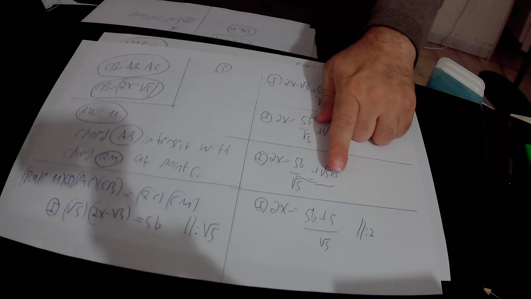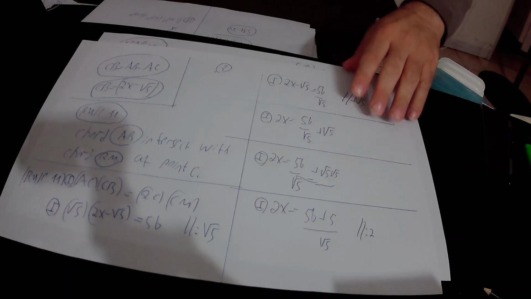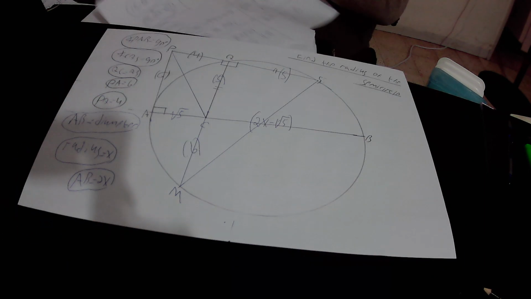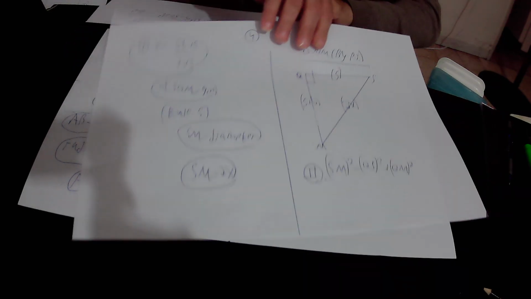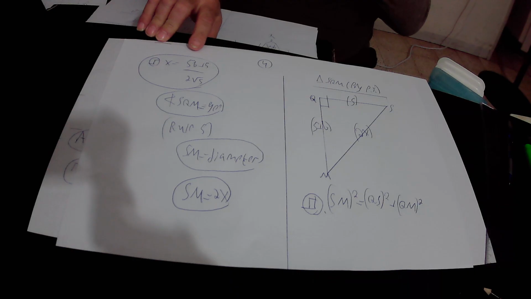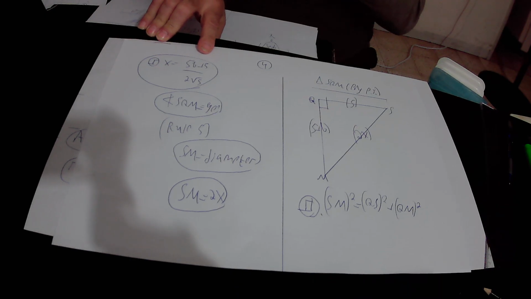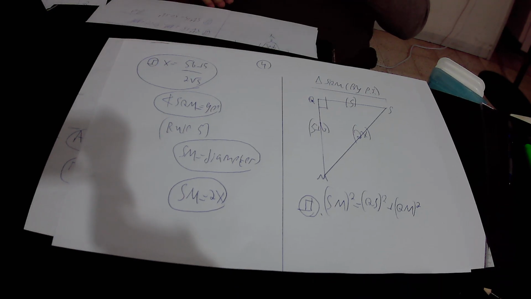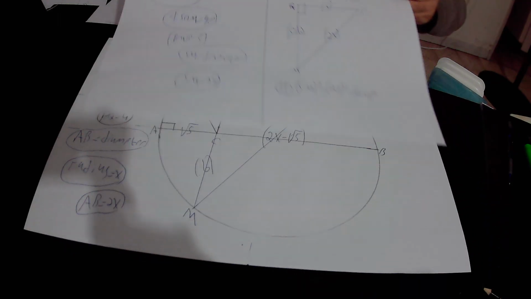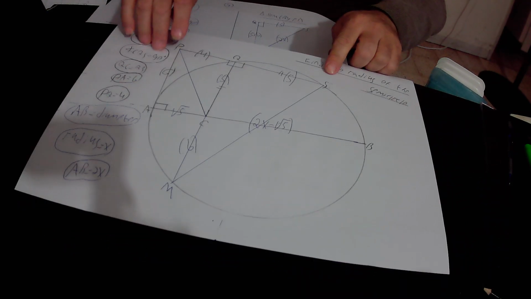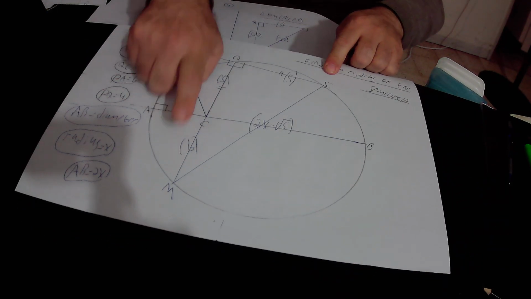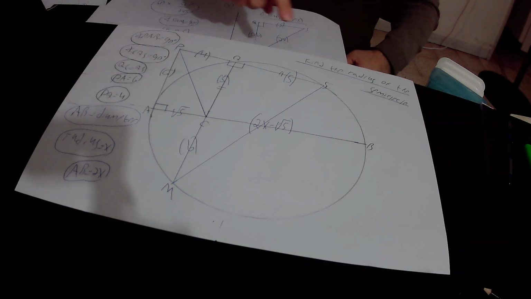Here we divided equation number 1 by 2, and finally we found out that according to equation number 1, x equals (5b plus 5) over 2 times the square root of 5. This is equation number 1. And here we joined points S and M together by a straight line. In this way we created peripheral angle SQM. Peripheral angle SQM equals 90 degrees in size.